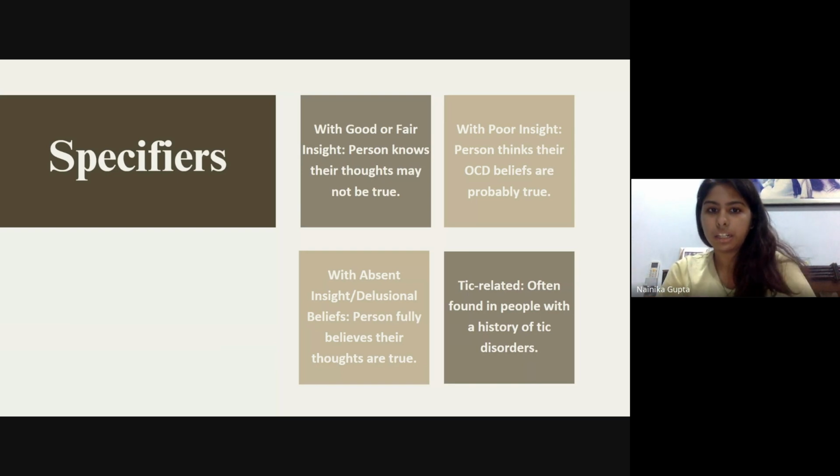So it is a tick-related specifier, and OCD that are with tics, they often start younger, like when you are 10 or 11 years old. Tick-related OCD is mostly common in males and runs in families. Mostly people know that their OCD thoughts are irrational.